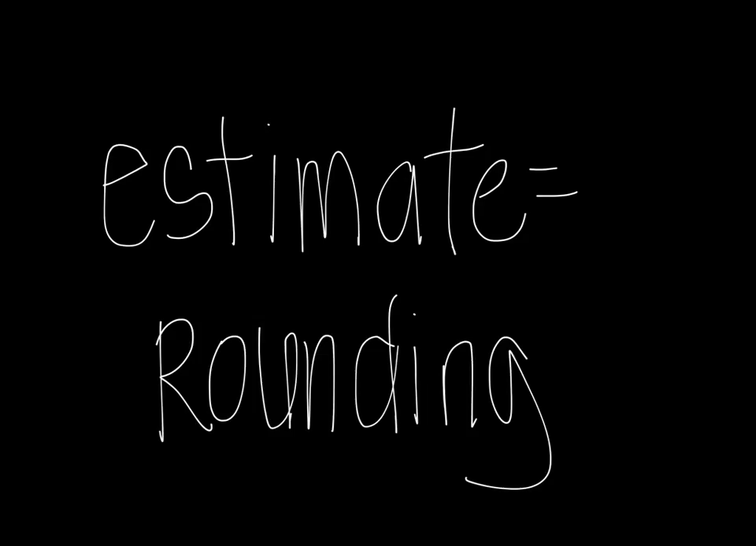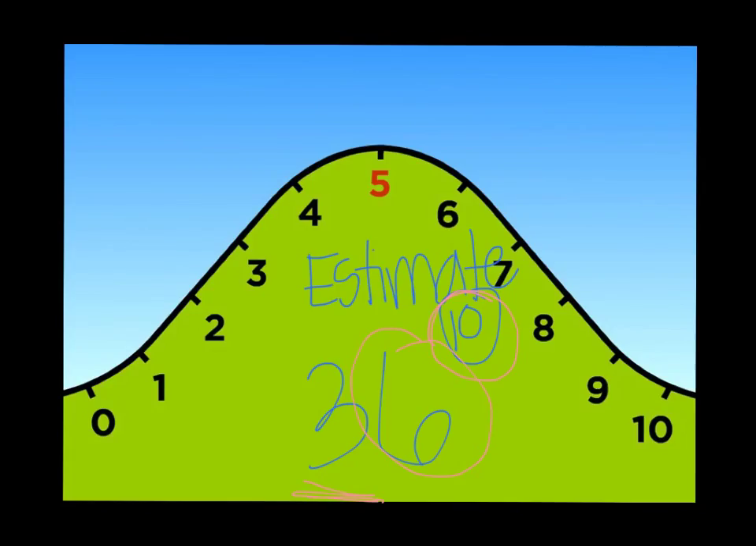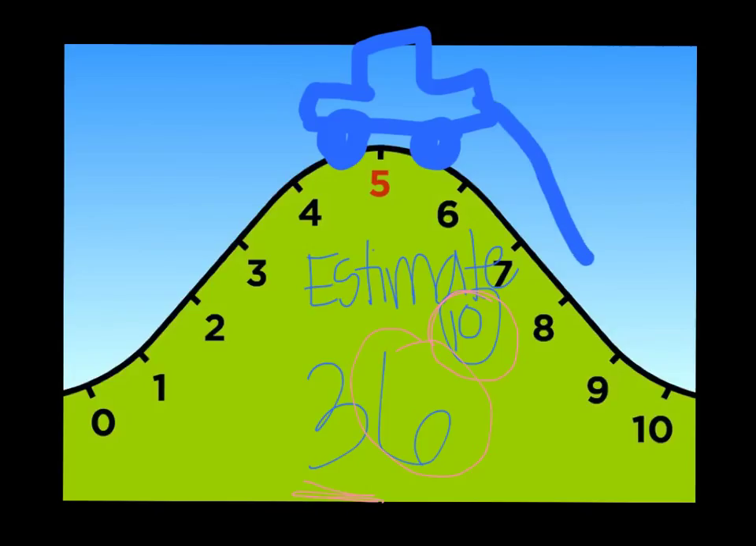So when you think of estimation, when we estimate, all we're doing is rounding. Here in front of you, you're gonna see I've got my hill, and this is what I like to call a rounding hill. When you think about a roller coaster and you're cruising on your roller coaster, you get to the top of the hill. I'm going to try and draw a little car here for you guys. You get to the top of the hill and what happens? You're either going to roll forward or you're going to roll backward, right?